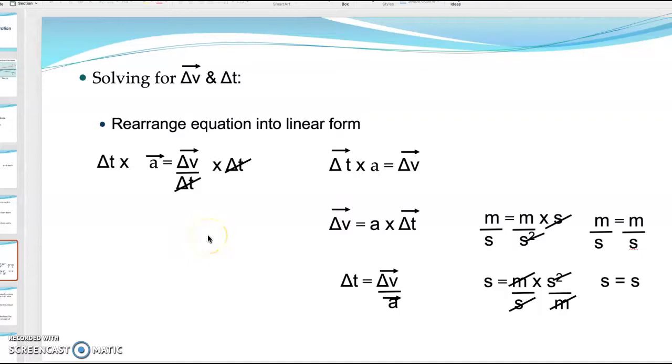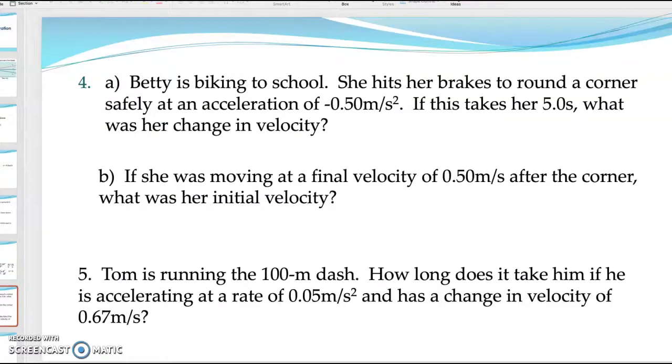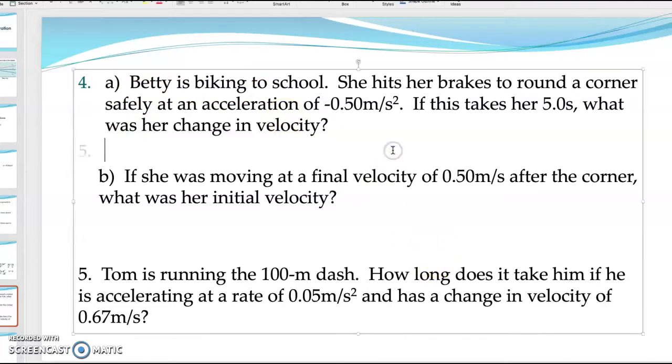Here's some rearranging equations, but I like for you to just have them available to you. Hey, look, Betty's in this question. Look, Betty, you're in the question. Pretty cool, hey?